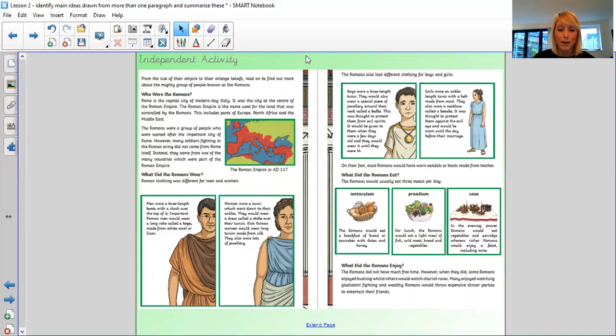Rich women would wear long tunics made from silk. They also wore lots of jewellery. The Romans also had different clothing for boys and girls. Boys wore a knee-length tunic. They would also wear a special piece of jewellery around their neck called a bulla. This was thought to protect them from evil spirits.